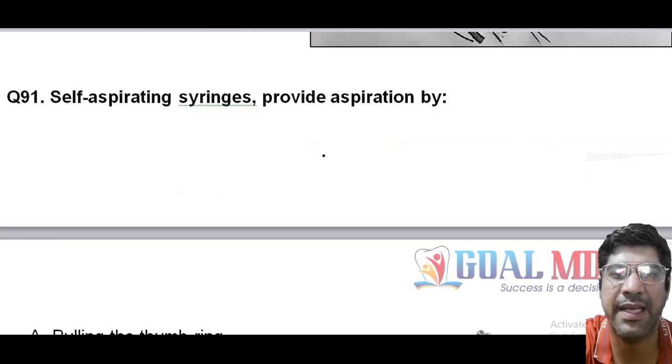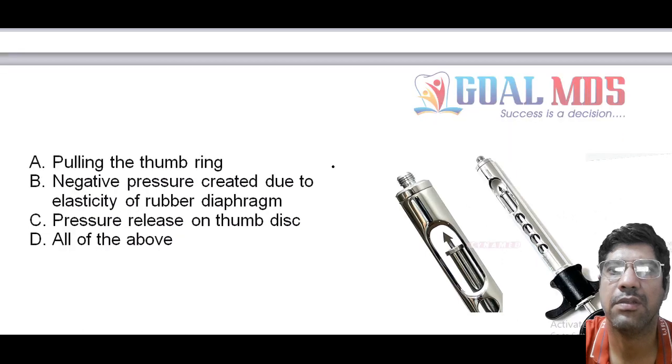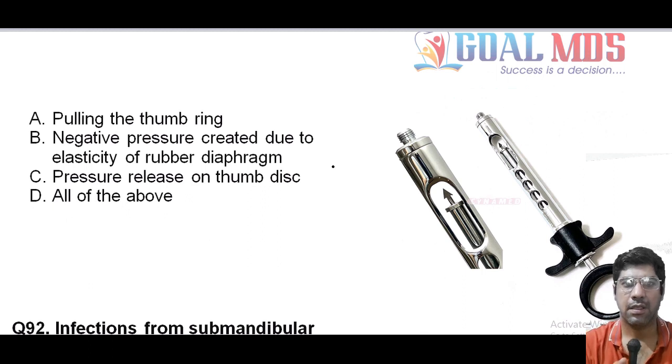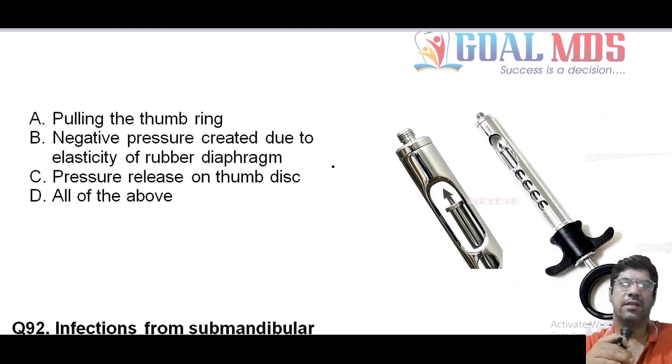Self-aspirating syringes provide aspiration by. So this question was asked in one of the AIIMS SR exams. The answer is D. Pulling the thumb ring. Some self-aspirating syringes are designed with a thumb ring that can be pulled back to create a negative pressure within the syringe barrel. So when you pull the thumb ring, it creates a suction, allowing you to aspirate a small amount of fluid from a vial or ampule.